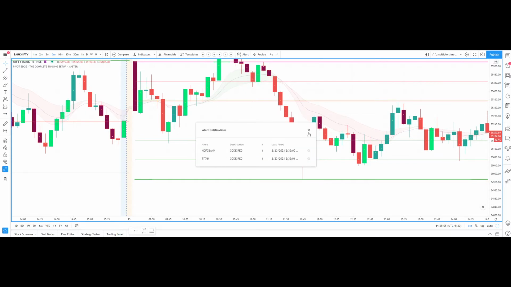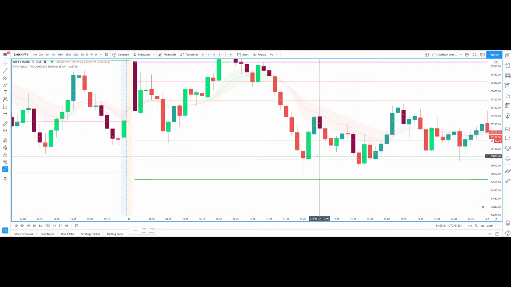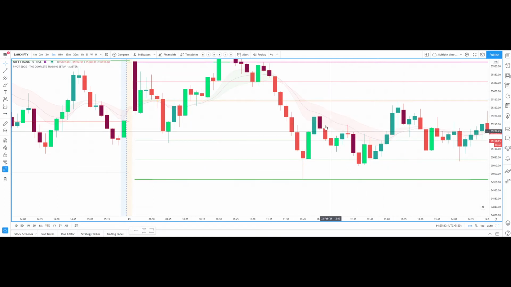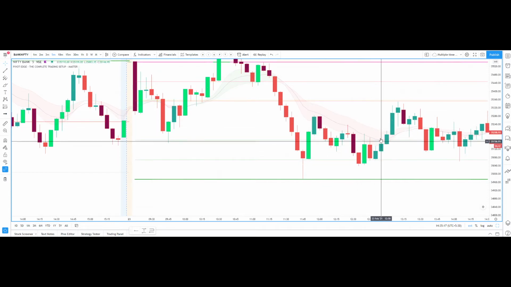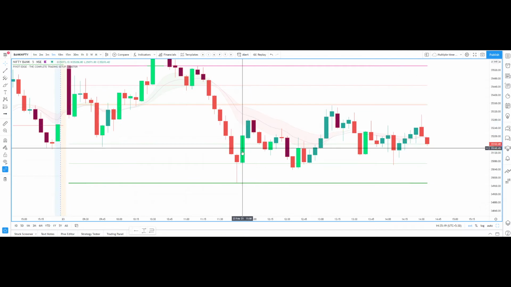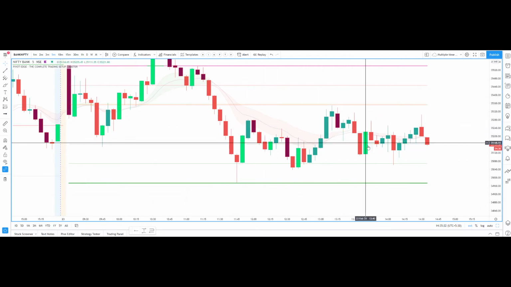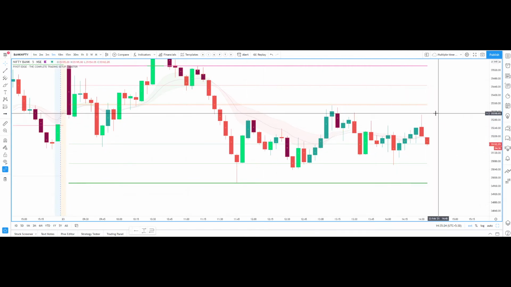There are a few more alerts coming now for HDFC and Titan, we'll see, because currently the market is still running. At this level it took rejection again, so it came down, then it tried to go up. After this it has become sideways, not much movement in Bank Nifty.